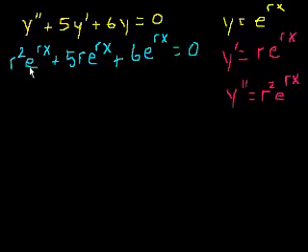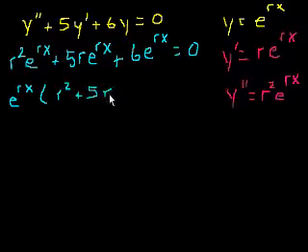And something might already be surfacing to you as something we can do to this equation to solve for r. All of these terms on the left all have an e to the rx. So let's factor that out. So this is equal to e to the rx times r squared plus 5r plus 6 is equal to 0.